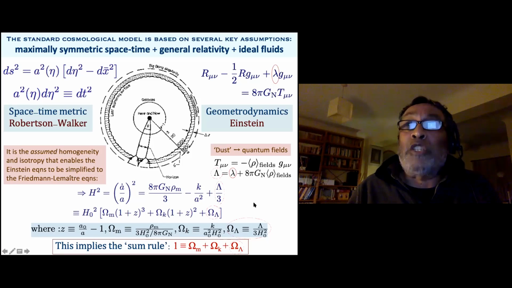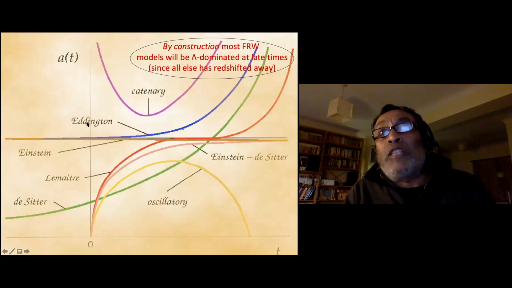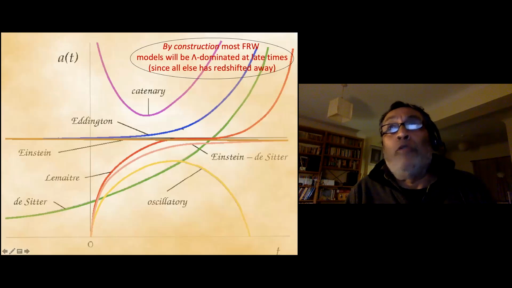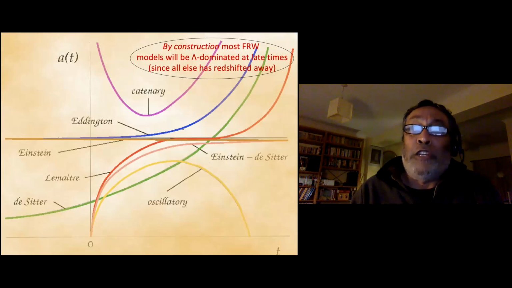the equation for the scale factor and we plot it. And we see that if I plot the scale factor as a function of time, at late times, the expansion causes the scale factor to increase exponentially in almost all models, right? So this kind of behavior, I'm trying to say, is built into the theory. It has to be the case that lambda will dominate at late times.